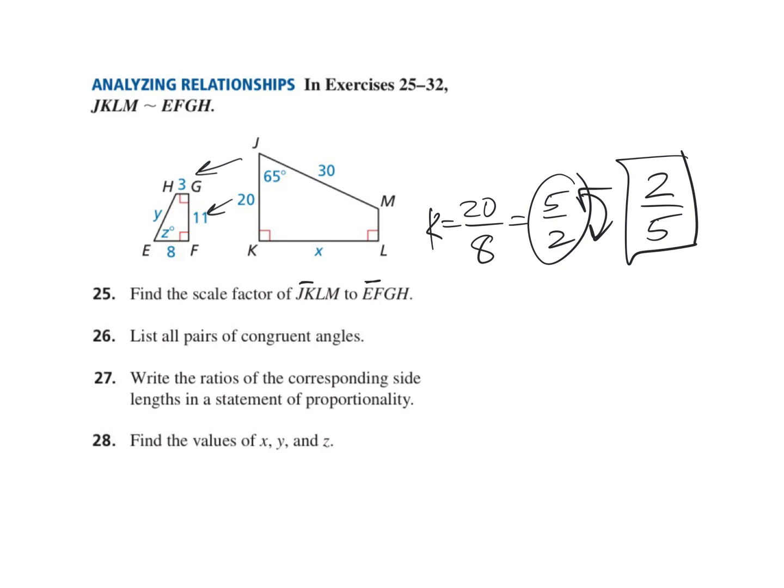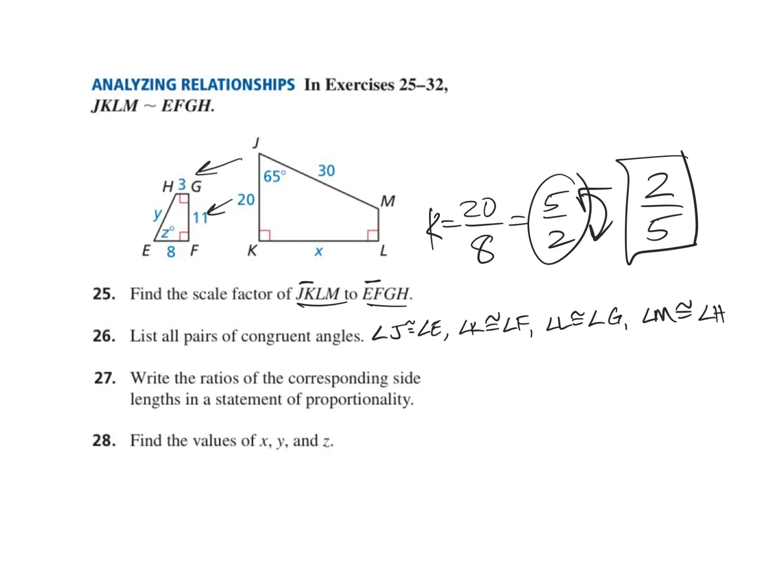Now list all pairs of congruent angles. All right, so we just use this to help us. Angle J is equal to, or congruent, it says congruent to angle E. We'd use the equal sign if we knew the degrees. And so angle K is congruent to angle F. And angle L is congruent to angle G. And angle M is congruent to angle H.